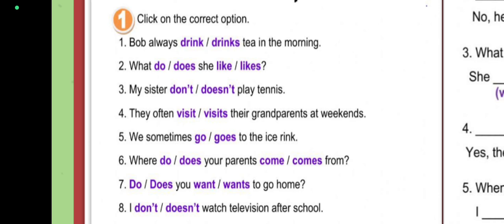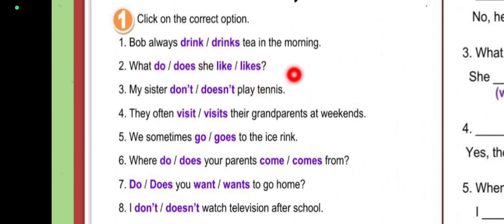Okay. What does she likes? My sister doesn't play tennis. They often visit their grandparents at weekends. We sometimes go to the ice rink. You got it. Really good job.